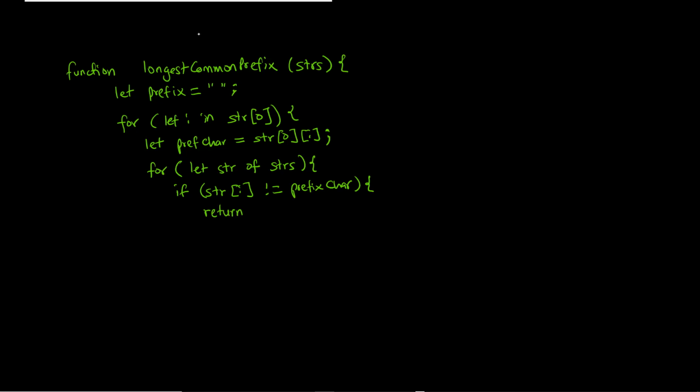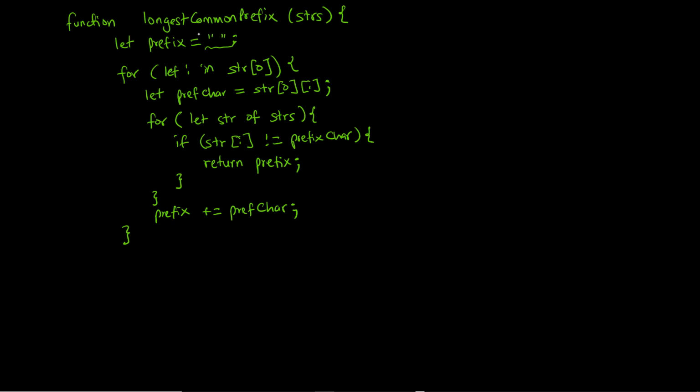Return prefix. So far we return the prefix that we have at that moment, but we'll update this prefix. At the end of the inner loop we'll update the prefix by appending the prefChar to it.